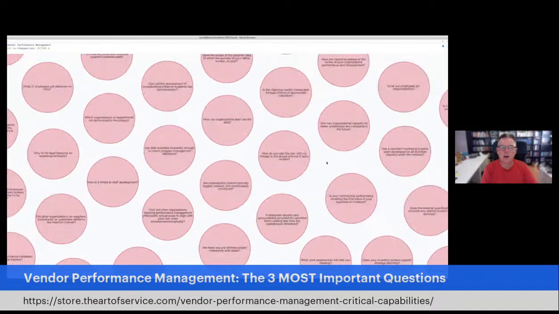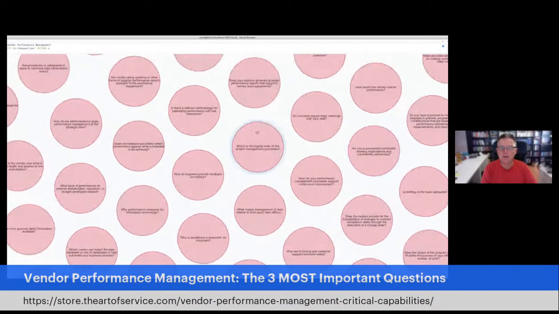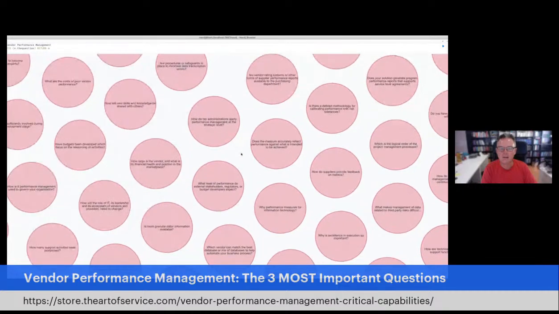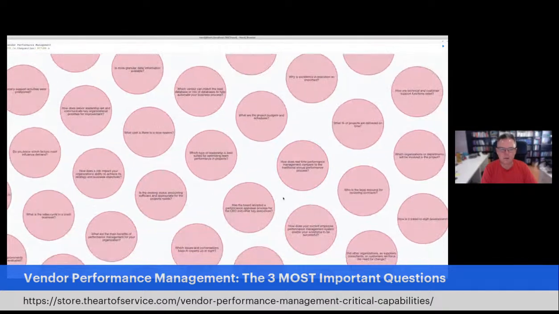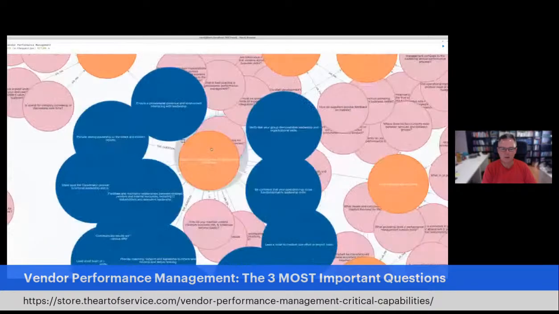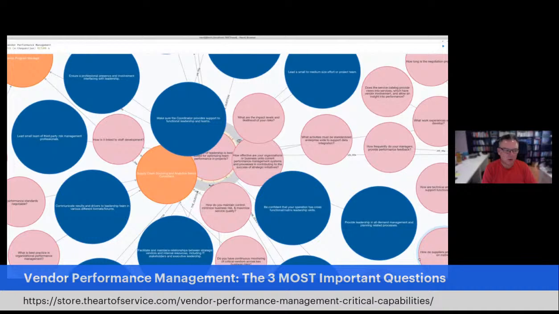Sometimes I just put these up on a whiteboard and I go, okay, let's pick a couple of questions. Are we able to answer that? And do we manage that? And if we don't know the answer, then we can just double click and see what comes up. Which type of leadership is best suited for optimizing team performance in projects? Okay, let's see what comes up. There we go. These are the activities that need to be in place to do that. So these are all other questions.